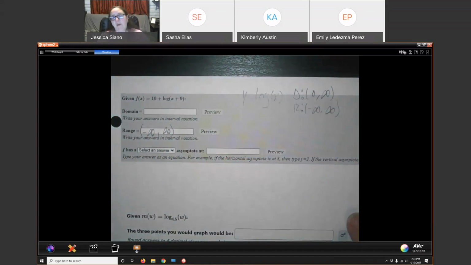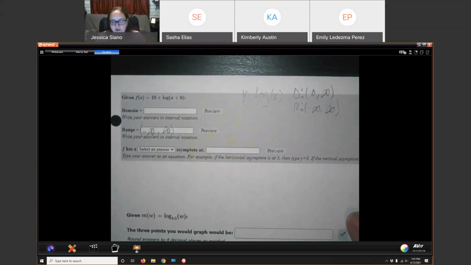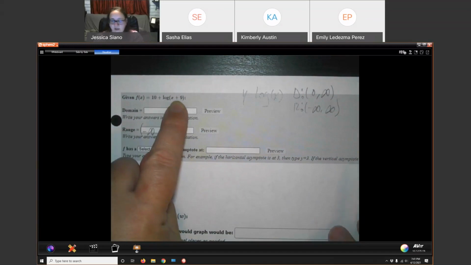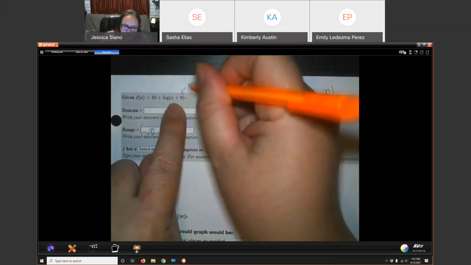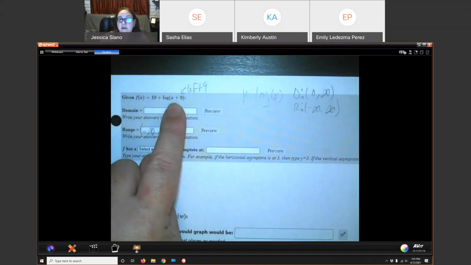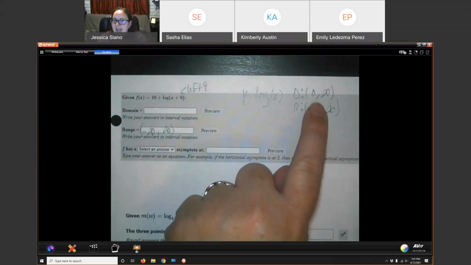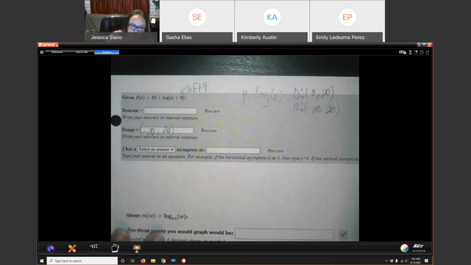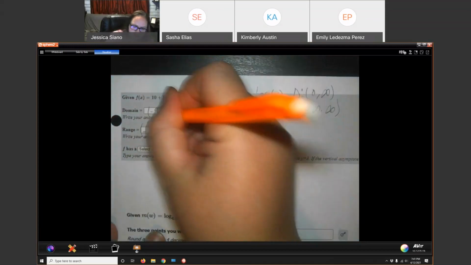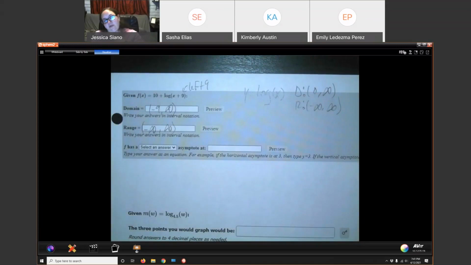The domain, however, will be affected by horizontal shifts. So here we have a horizontal shift in the graph. This means that it will move to the left 9 units. And so that means that the domain will shift left 9 units as well. So from 0 to infinity, back 9 to negative 9 to infinity.